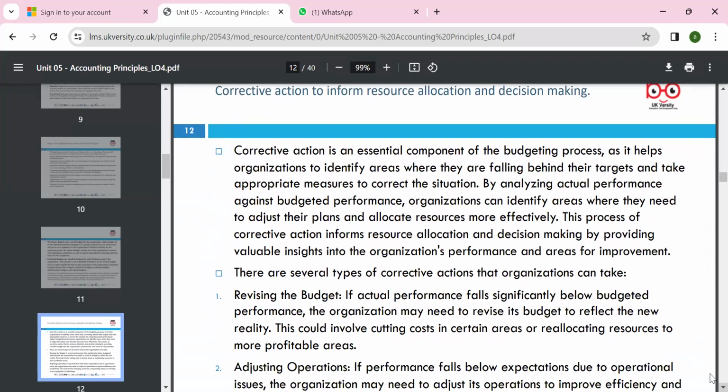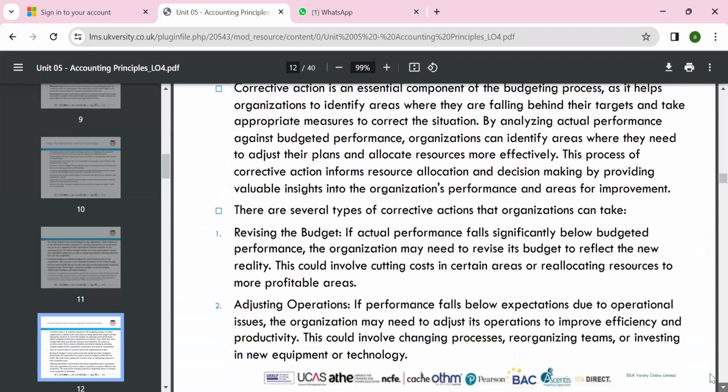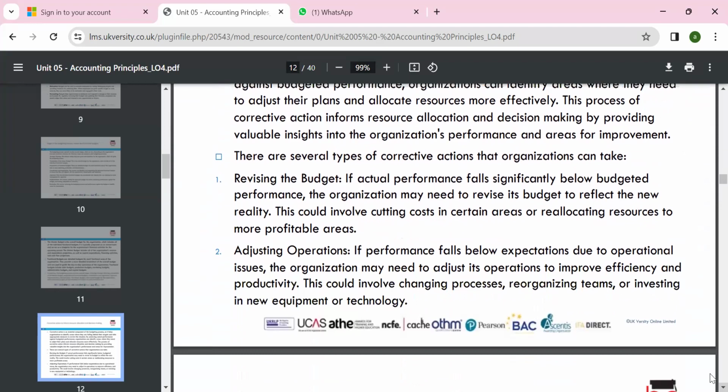Corrective action is an essential component of the budget, which helps the organization to identify the areas, and measure the actual performance against the budgeted performance to identify where the areas of improvement are. There are several corrective actions. We can revise the budget if we have a variance, cut the cost, and improve or reallocate the resources. Maybe you're closing a department, so you're removing its budget. Adjust the operation if the performance falls below the expectation due to operational issues.